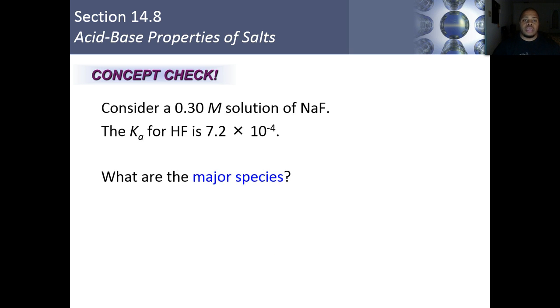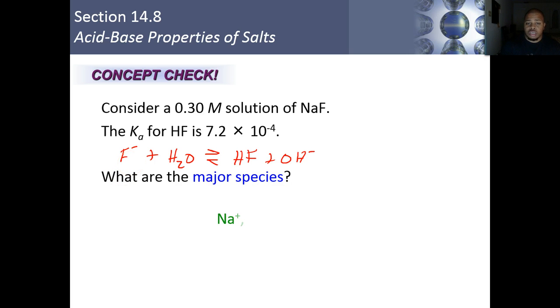Now, consider a 0.3 molar solution of sodium fluoride. The Ka is 7.2 times 10 to the negative 4. The question is, what are the major species? Well, let's look at the reaction. That means I'm going to end up with F minus plus H2O yielding HF plus OH minus. Now, how likely is this to form?